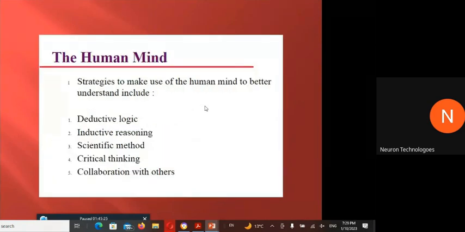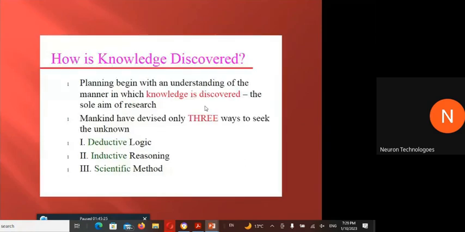Strategies to make use of the human mind to better understand include deductive logic, inductive reasoning, the scientific method, critical thinking, and collaboration with others. So it means you will arrange your thinking level and whatever information and data you have collected, and according to that you will try to resolve your problem. Planning begins with an understanding of the manner in which knowledge is discovered. The sole aim of research.